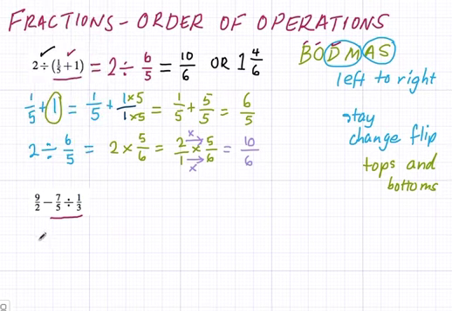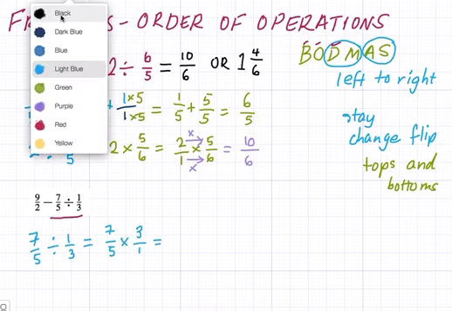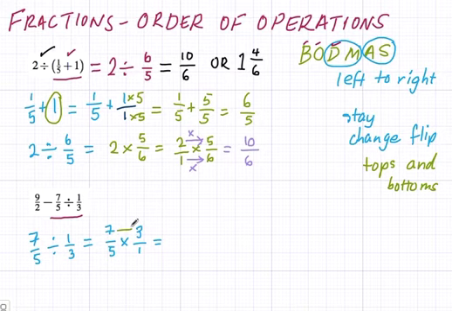So again, I just do that off on the page just underneath. So I've got 7/5 divided by 1/3. Again, this is a division, so I'm going to use that stay, change, flip. So stay, change the sign, flip the second one. And then because we've got multiplying, tops and bottoms, tops go together, bottoms go together. 7 times 3 is 21, 5 times 1 is 5.